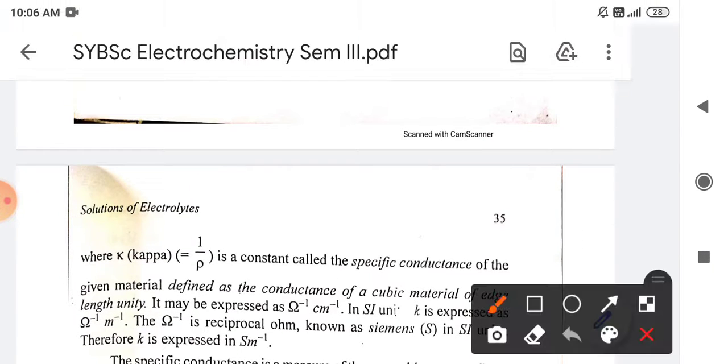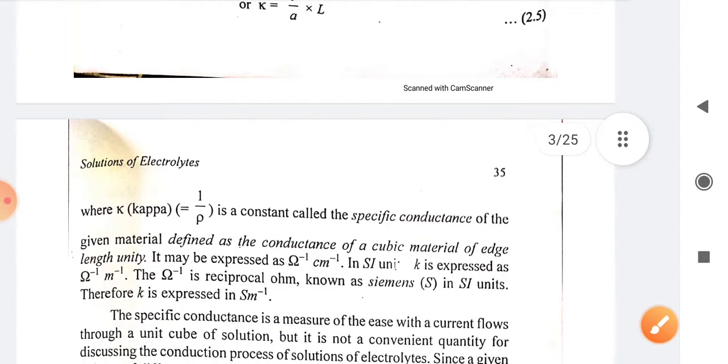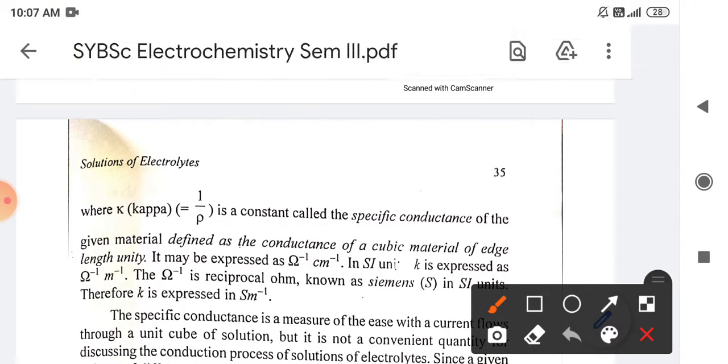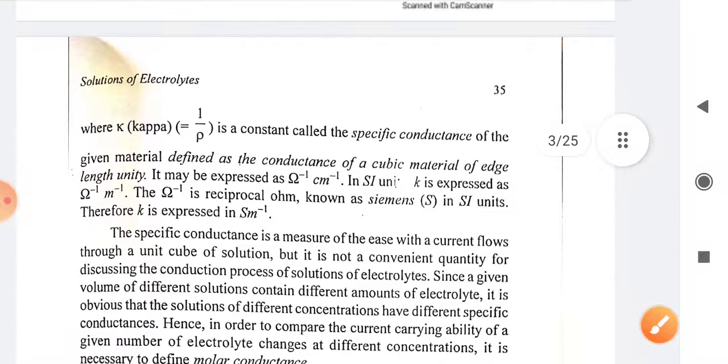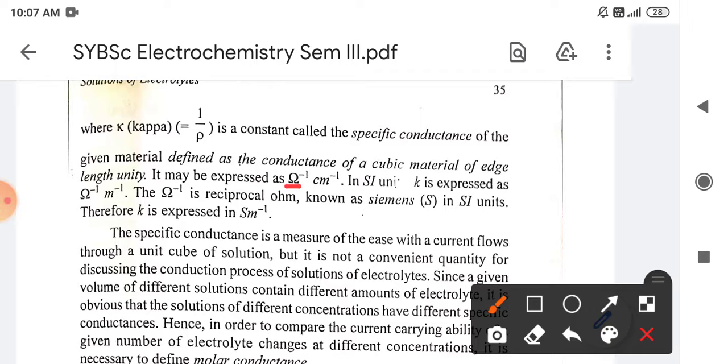So this kappa is simply the inverse of the specific resistivity or the specific resistance. So it is also called the specific conductance of the solution, or the conductivity of the solution, and it is defined as the conductance of a cubic material of edge length unity. It may be expressed per ohm per centimeter, or its SI unit can be per ohm per meter.